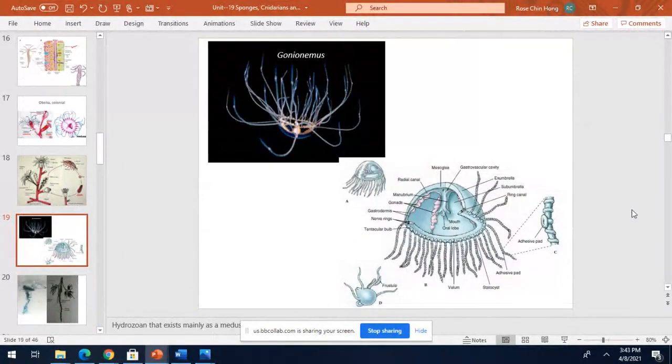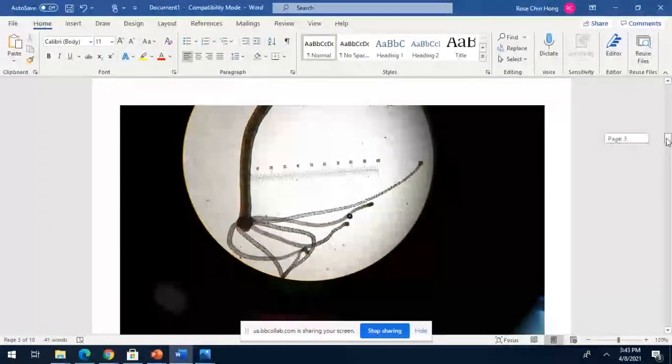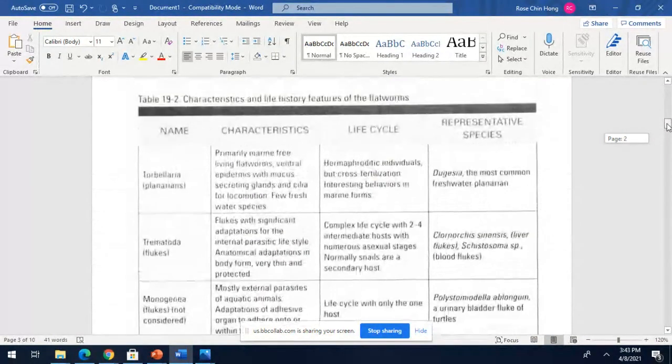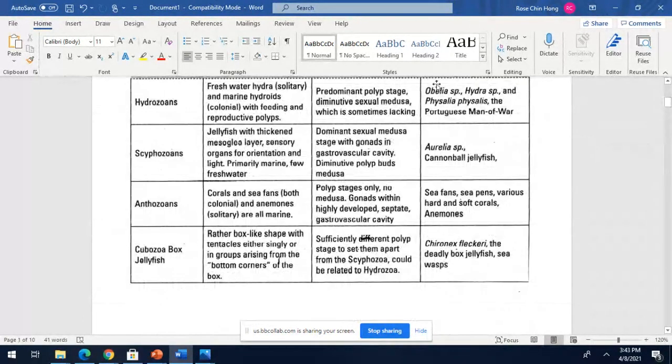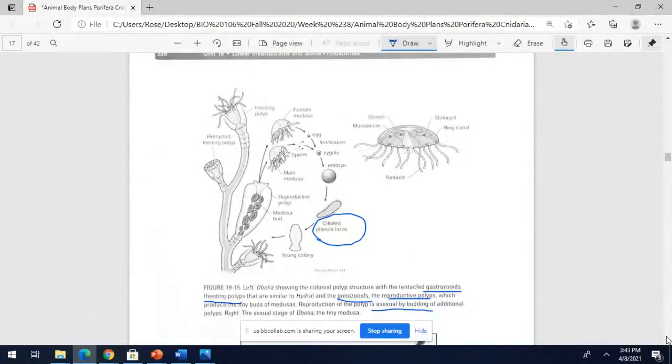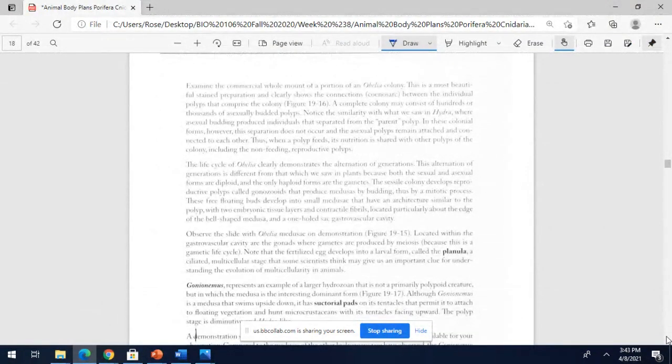Okay. So the next example is Gonionemus. This here is a medusal stage. I don't believe it has a large polyp stage. It's a very small polyp stage or none at all. So let us look at the thing here. It does not say, but certainly do your reading here, and it gives you more on the Gonionemus.